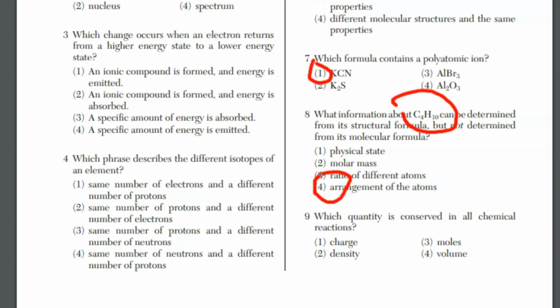For number 9, which quantity is conserved in all chemical reactions? There are actually 3: mass, energy, and the last one we forget about a lot, which is charge. It's a fact. You need to know it.